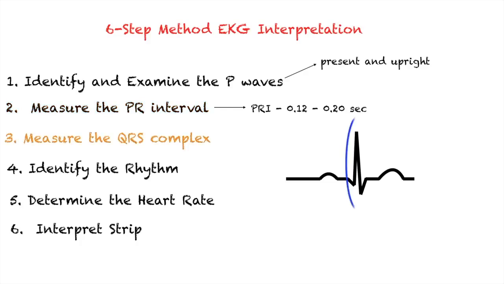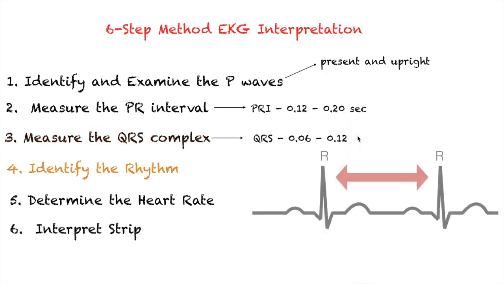Third would be to measure the QRS complex. Just like the PR interval, we are going to measure the small boxes in between the QRS complex. Our magic number is 0.06 to 0.12 seconds. Anything more than 0.12 could indicate a dysrhythmia such as a PVC.